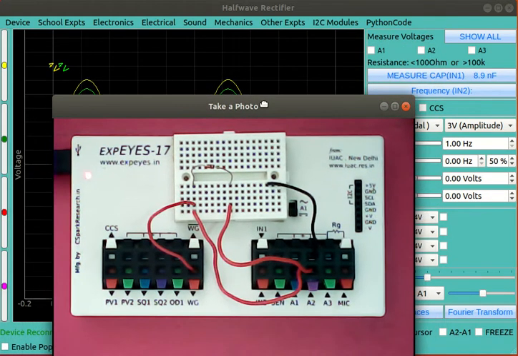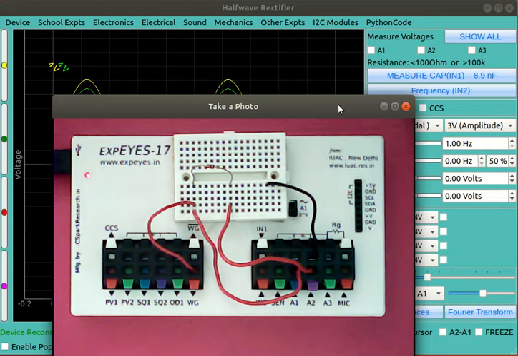Actually it is this. Here you can see the waveform generator is connected here and it is monitored on A1, and after the diode we monitor it. So there is no load resistor at the moment. So the only load is the input impedance of A2, that is 1 mega ohm.